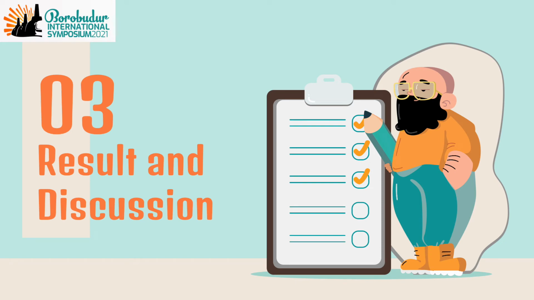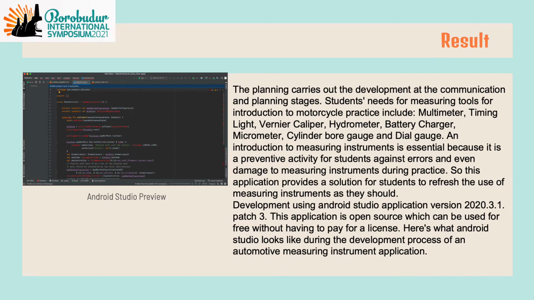And then result and discussion. This is the Android Studio preview that we need to analyze the requirements, the student needs for measuring tools for introduction to motorcycle practice, such as multimeter, timing light, vernier caliper, hydrometer, battery charger, micrometer, cylinder bore gauge, and dial gauge.